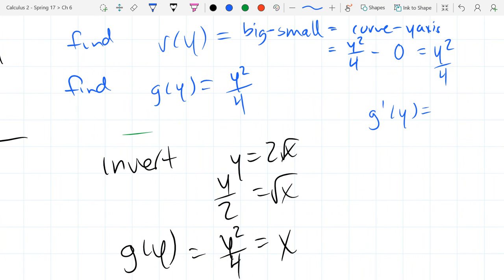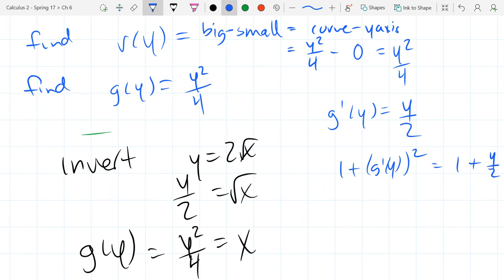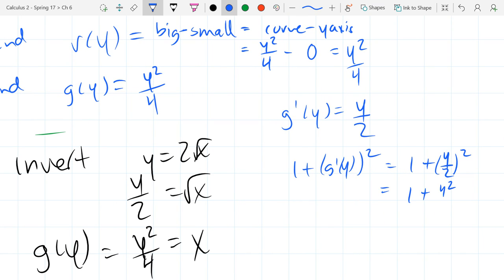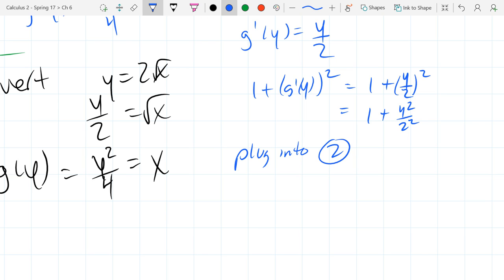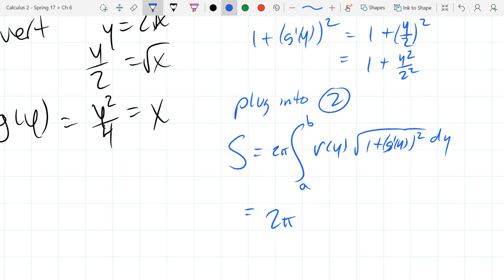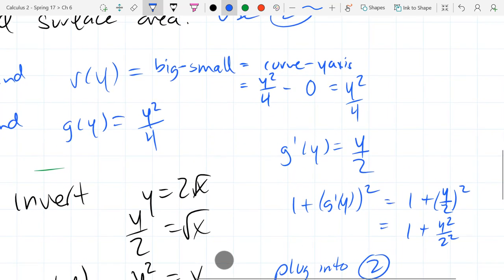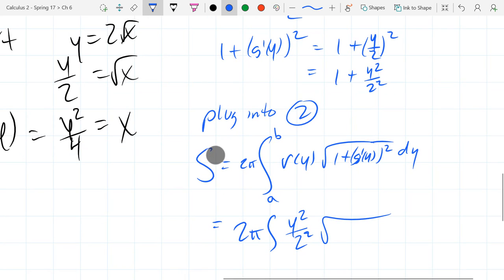All right, so g prime of y. Let's take this derivative. We get y over 2. So we have 1 plus g prime of y squared, 1 plus y over 2 squared, or 1 plus y squared over 2 squared, and we're ready to plug into the integral. We're plugging into the second integral, 2 pi integral from a to b of r of y times the square root of 1 plus g prime of y squared dy. So our r of y is y squared over 4, or y squared over 2 squared. Square root of 1 plus y squared over 2 squared dy.